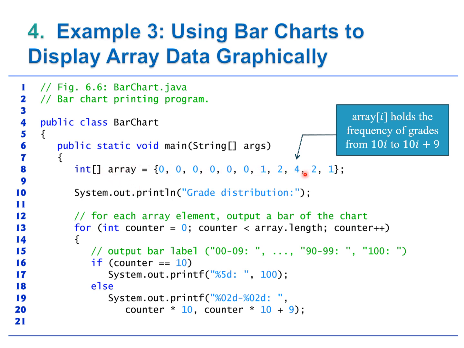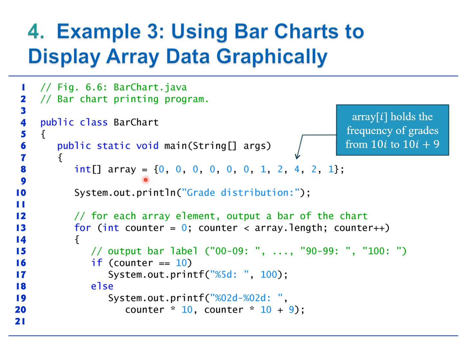The element at index I in the array holds the frequency of grades in the range from 10 times I to 10 times I plus 9. So array 0 holds the frequency of grades in the range from 0 to 9. And array 8 holds the frequency of grades in the range from 80 to 89, and so on.